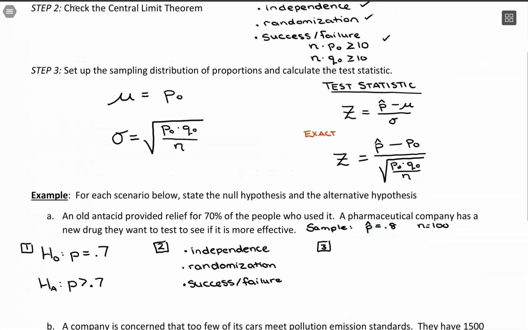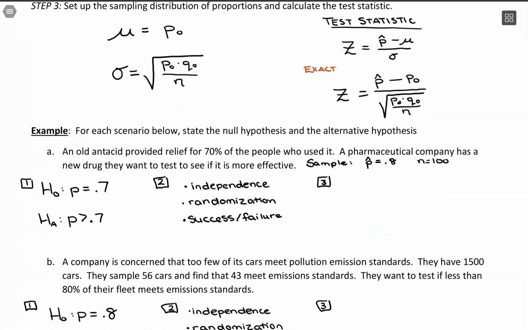Okay, so let's see how this works. I'm going to go back to the examples we just looked at in the previous video, setting up the null and alternative hypotheses, but now we're going to do step 2 and 3. With part A here, with that antacid, I just copied down our null and alternative hypotheses we found in the previous video. So our next step will be to check conditions. Will be good for independence, will be good for randomization.